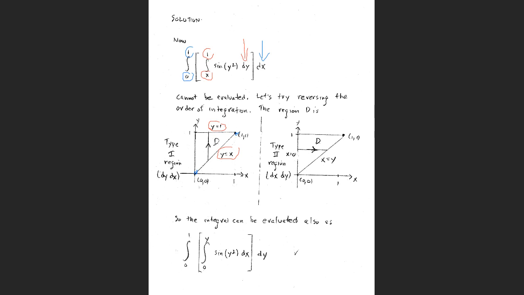But what I want to do now is, instead of doing dy dx, I want to do dx dy. And so I'm going to treat that triangle as a type 2 region. Let me give you a moment to copy down to here. Okay, and let me know if you have any questions.